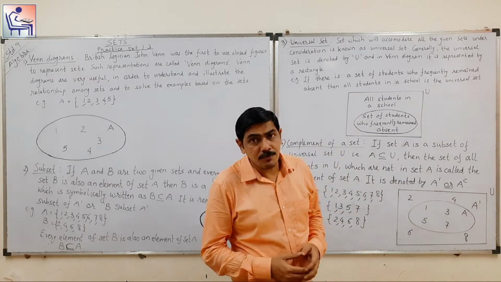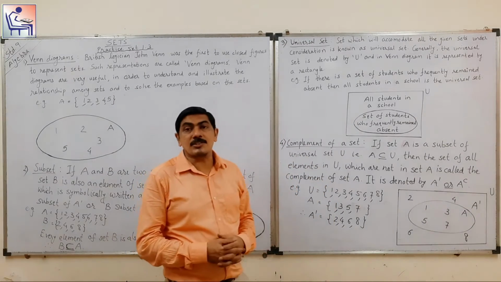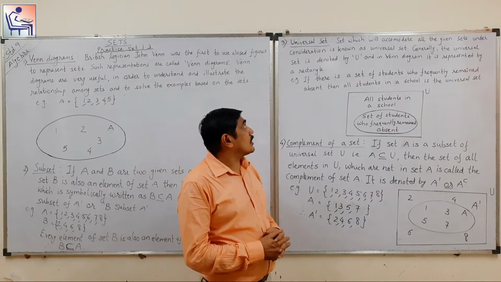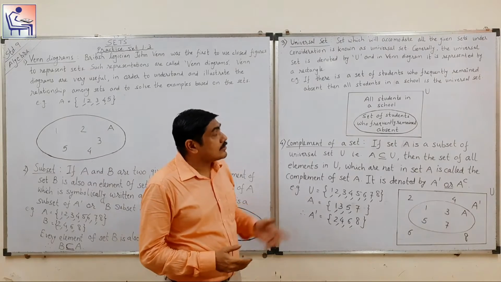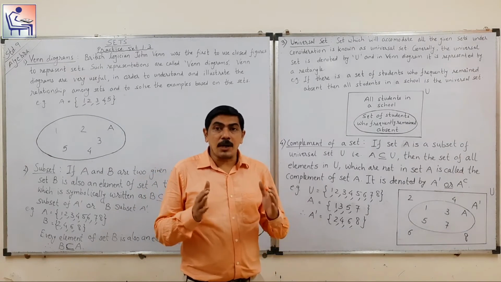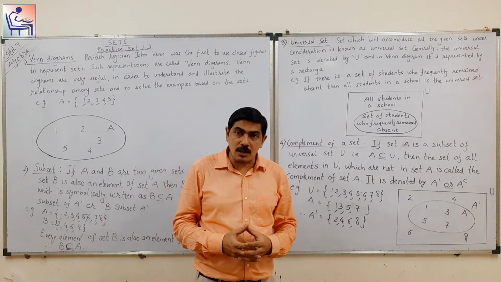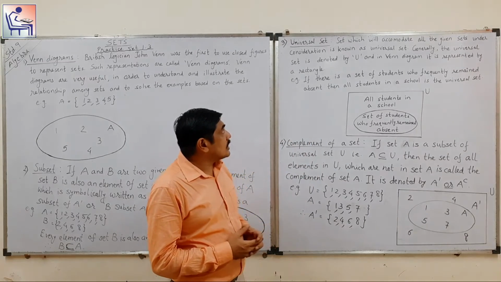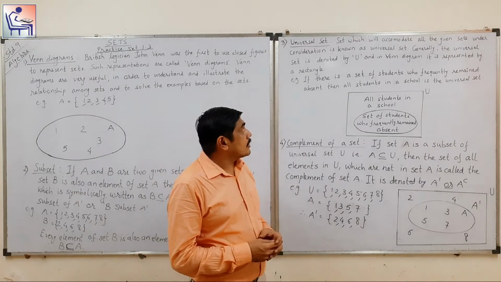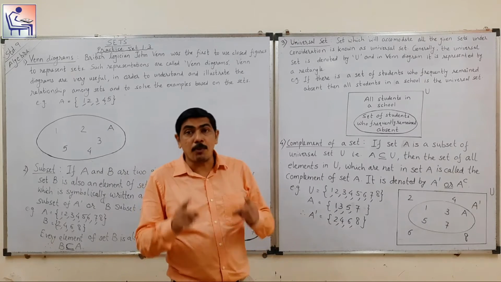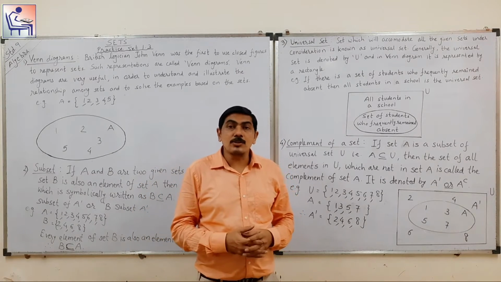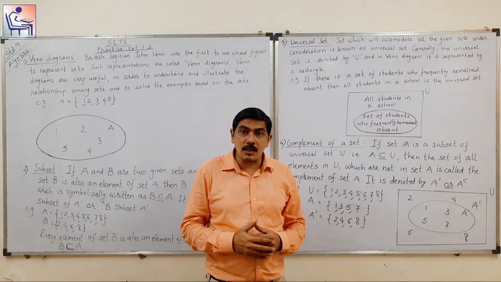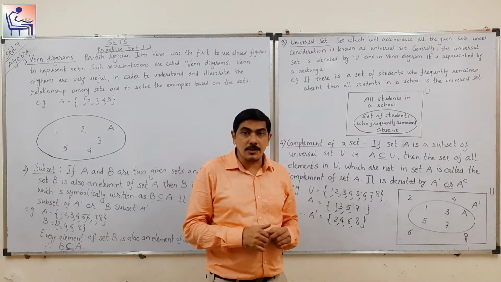Now the third concept. The third concept is universal set. The set which will accommodate all the given sets under consideration is known as universal set. That means any set which covers all the sets, we call it the universal set. Generally, the universal set is denoted by U. And in a Venn diagram it is represented by a rectangle. So when we want to show the universal set in a Venn diagram, we use a rectangle.